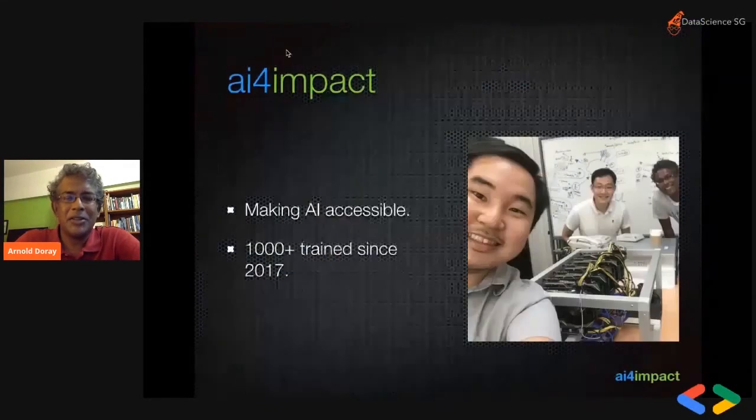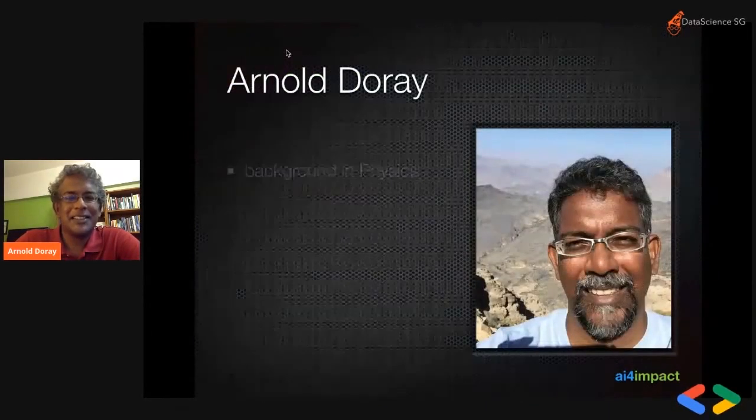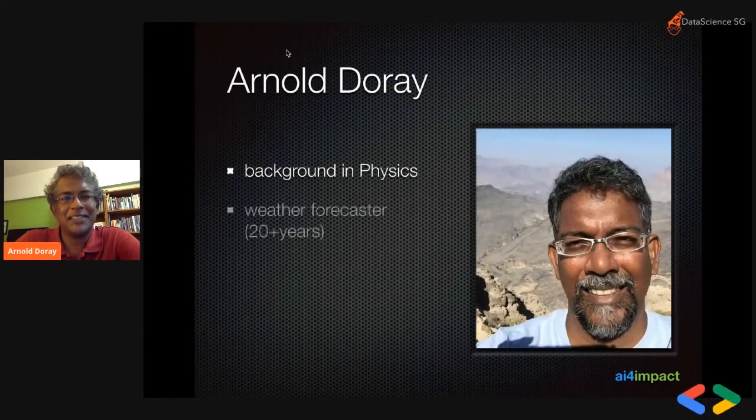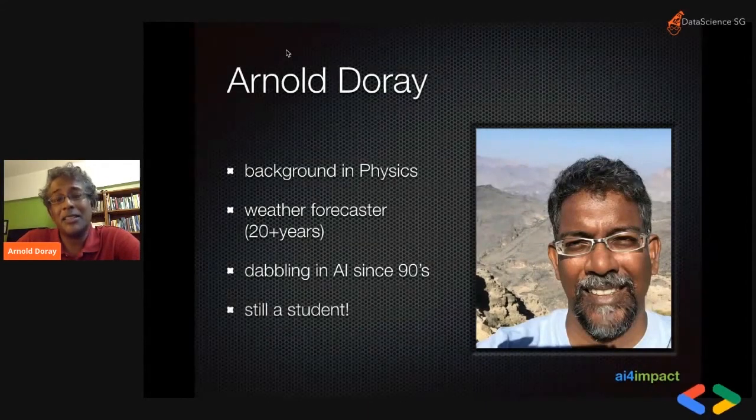Okay, let me just introduce AI for Impact a bit. Our mission is really all about trying to make AI accessible to non-programmers. And since 2017, we have trained over 1,000 people in AI. My name is Arnold. I have a background in physics, and I've been a weather forecaster for about 20 plus years. I've been dabbling in AI since the 1990s, and I still consider myself very much a student.